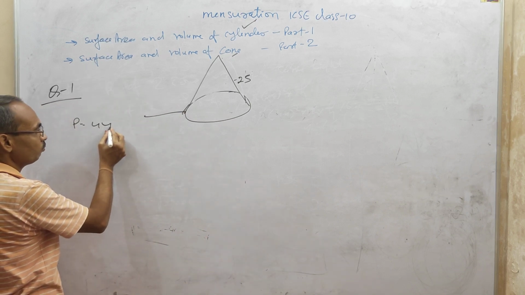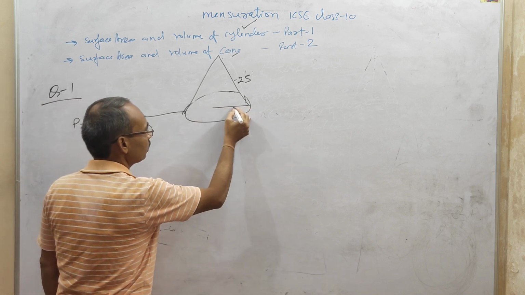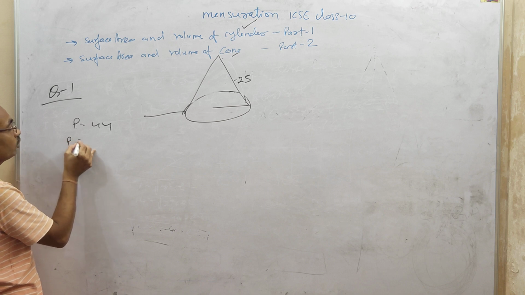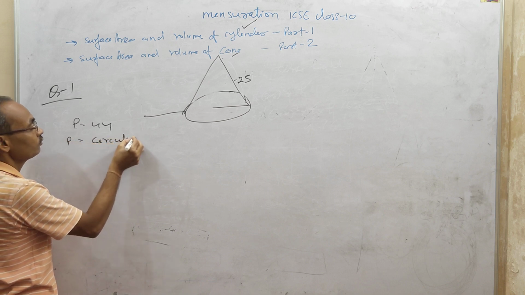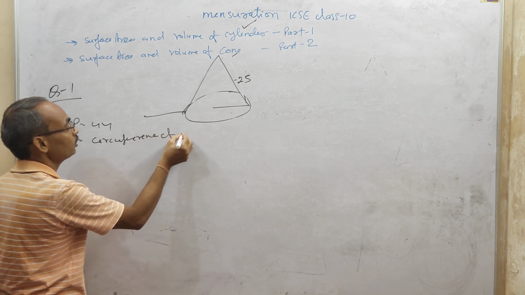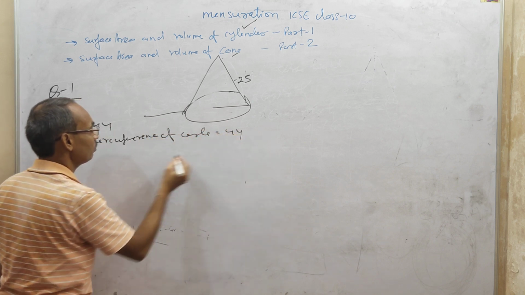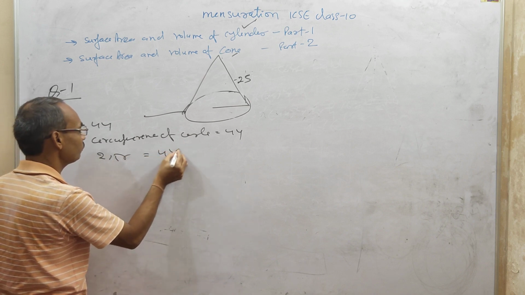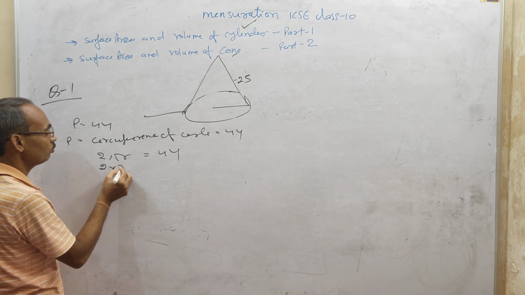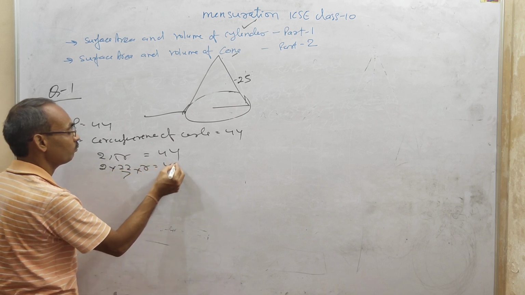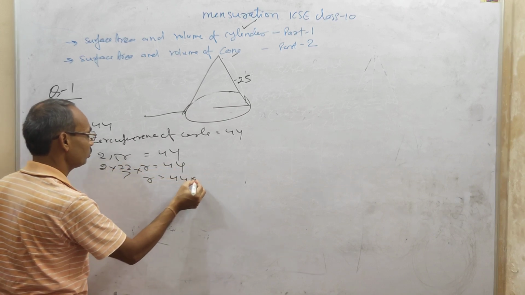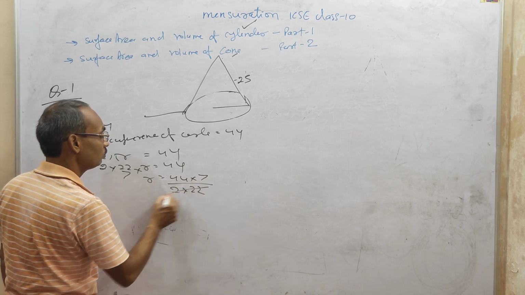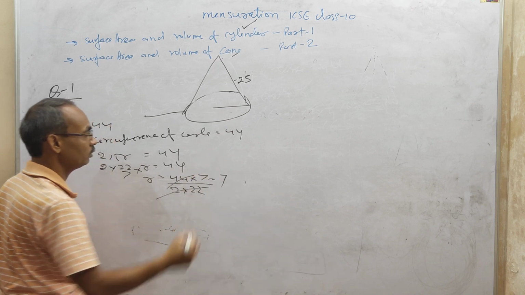The perimeter is 44. Then first of all calculate the radius. Perimeter means circumference, so the circumference of the circle is equal to 44. 2 pi r is the formula for the circumference. 2 into 22/7 into r is equal to 44, and r is equal to 44 into 7 upon 2 into 22, so r is equal to 7.